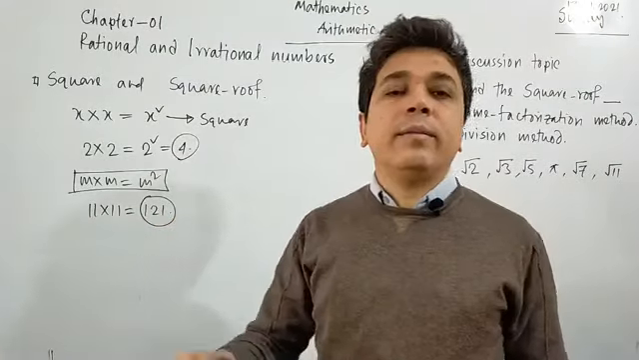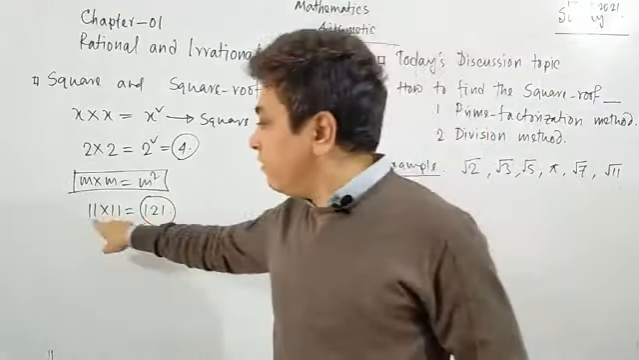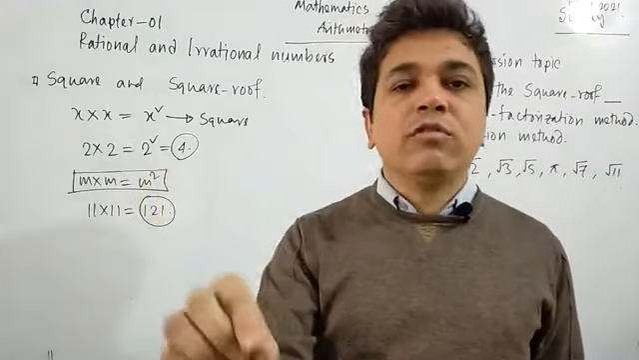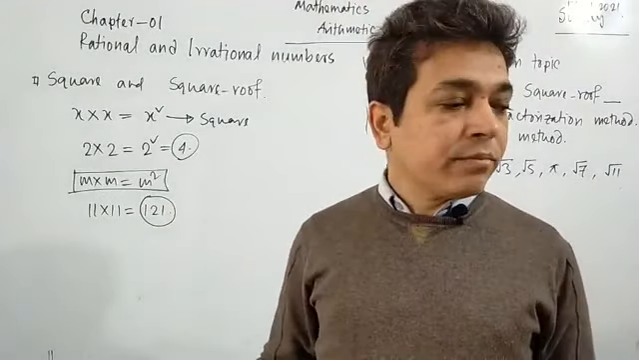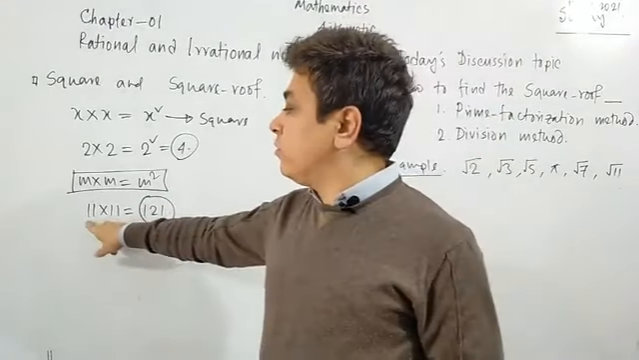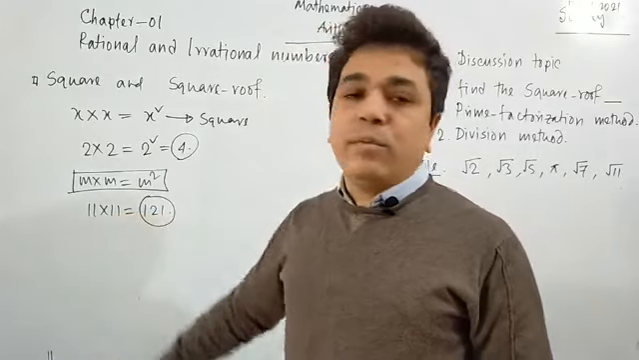So if this is the square number, where does it come from? This 11. That is why 11 is called the root, or square root, because this is the square number. That is why it is called square root. I hope all of you get the point.